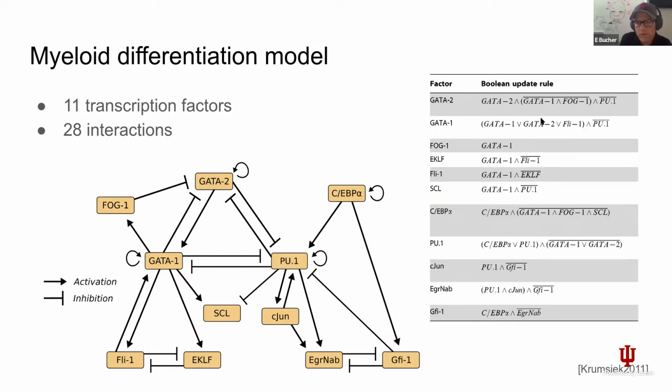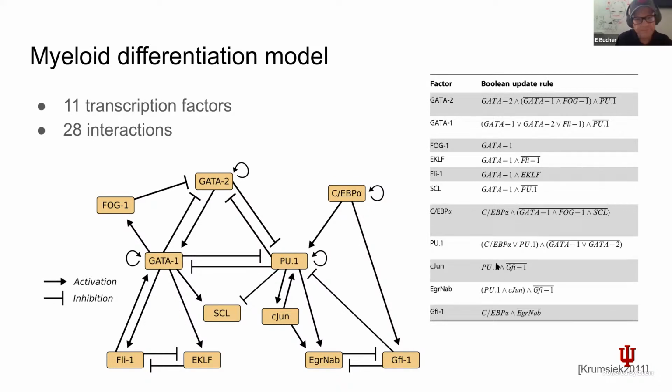So, for example, GATA2 has here GATA-2, and then this is GATA-1 and FOG-1, and then this is all negated. So this is an AND gate and this is another AND gate, and we have the negation of PU.1. So NOT is just changing the 1 to a 0. So the whole network is already described here, in these Boolean update rules.